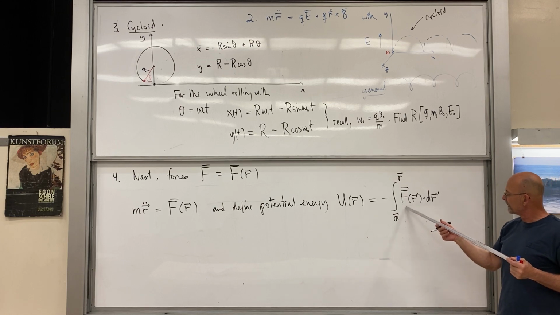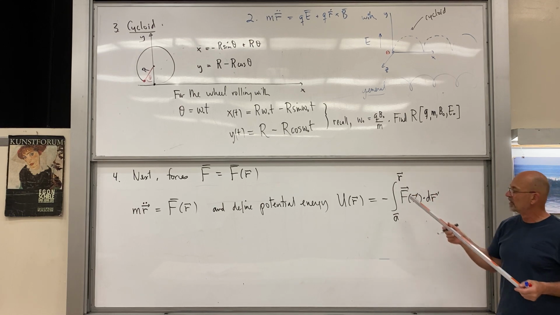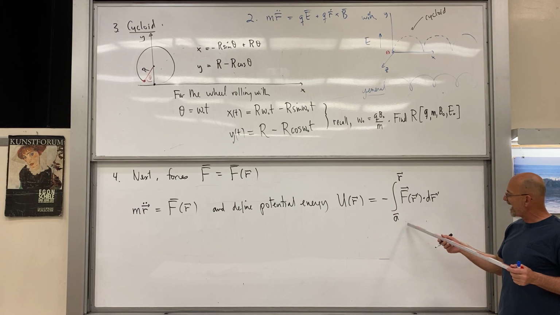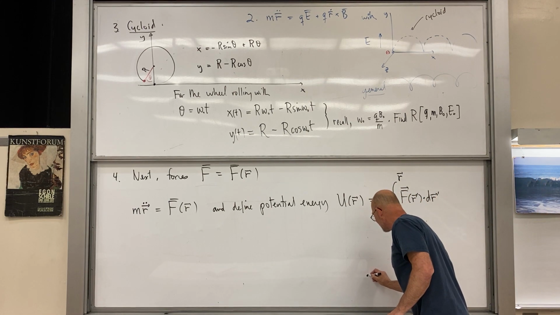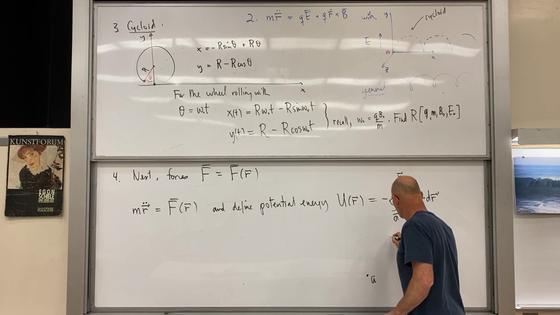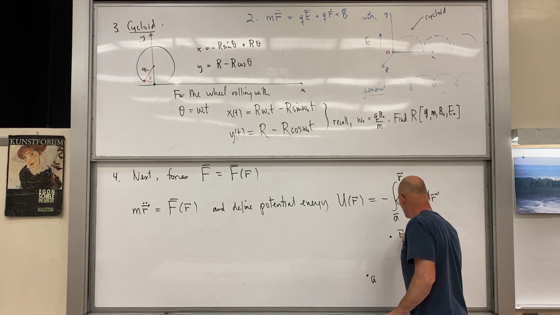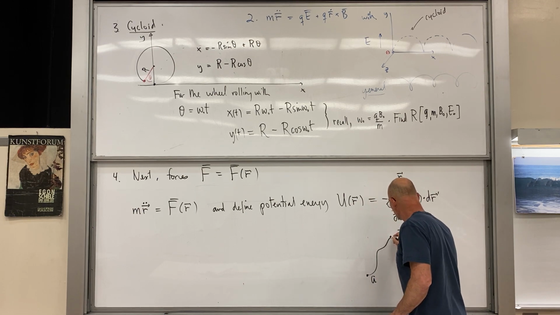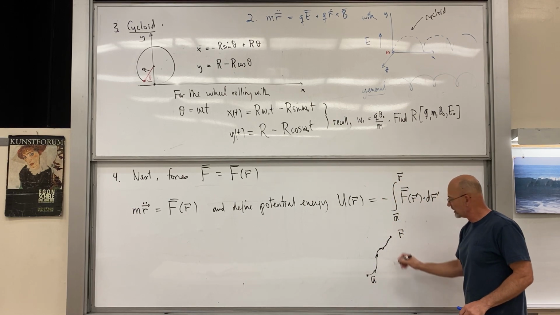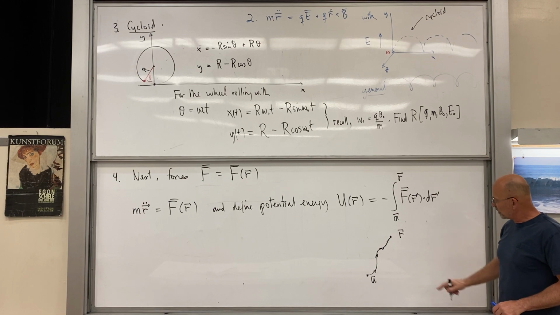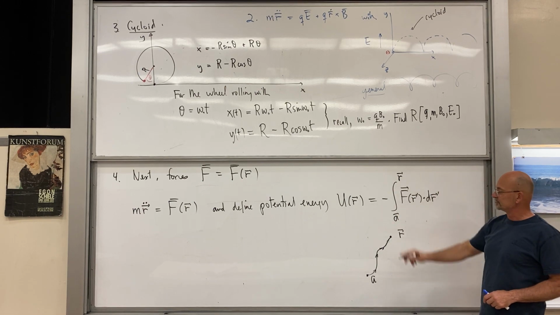This would be a line integral along some path in space. So if we're out here in space and there's point A and here's point R, then we integrate along some path, some contour, and when we get there, that's the point R.